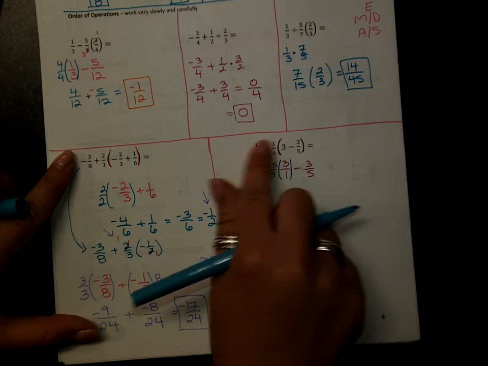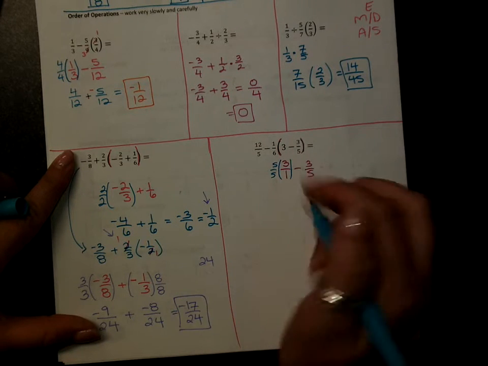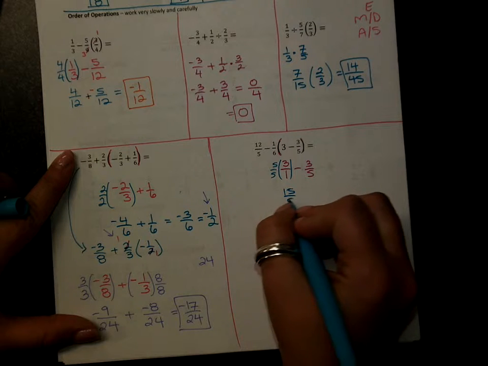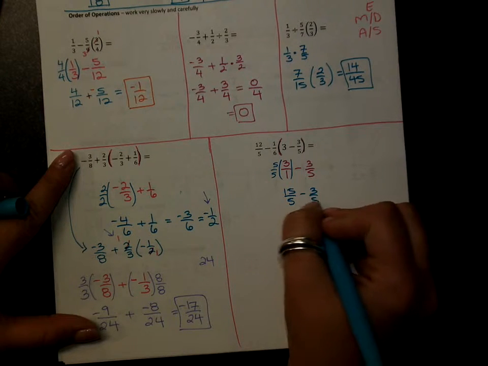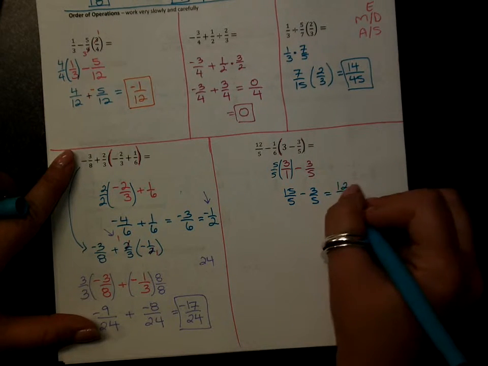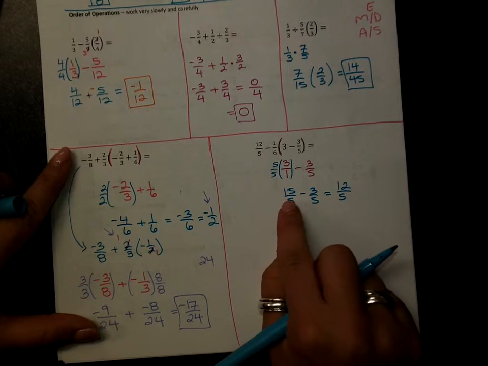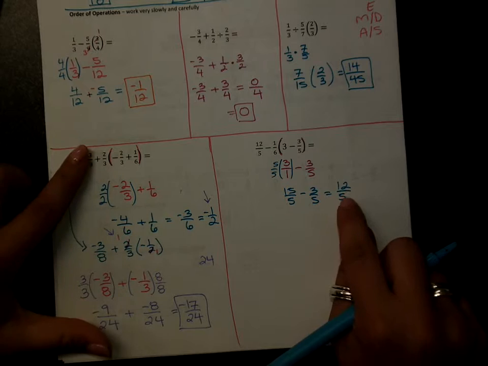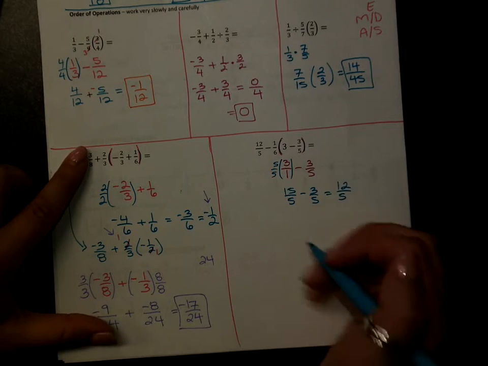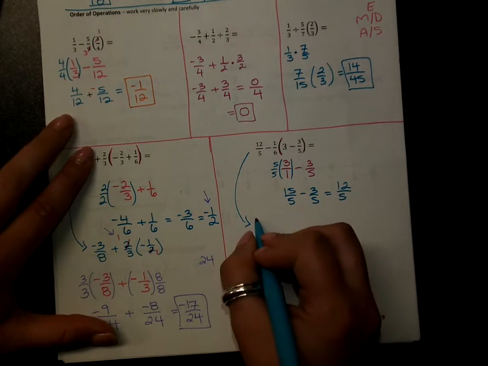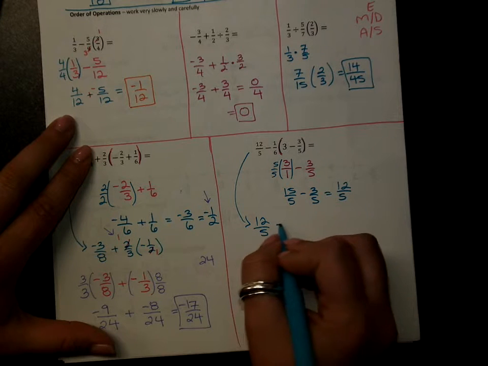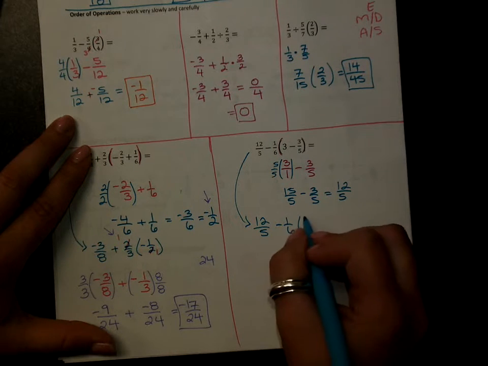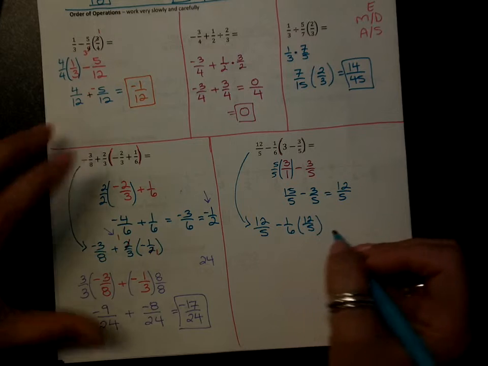I'm ignoring all of this for now, just focused on the inside. 15 over 5 minus 3 over 5 makes 12 over 5. You can use keep change if you need to. We have 12 over 5. That cannot be reduced, and now we're going to put it back into the rest of the problem. 12 over 5 minus 1 over 6 times 12 over 5.